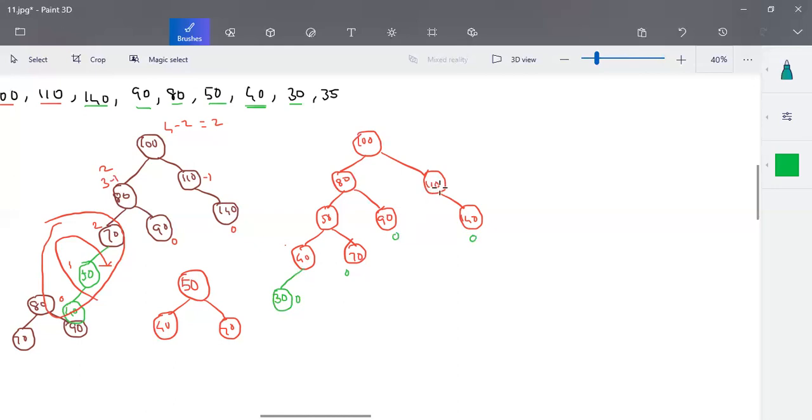And for 110, there is no left subtree, only one right subtree. 0 minus 1, the balance factor is -1. And for 40, the height of left subtree is 1 and there is no right subtree, so the balance factor is 1. And for 50, the height of left subtree is 2 and the height of right subtree is 1. So it is 2 minus 1, it is 1. And for 80, the height of left subtree is 1, 2, 3. Okay, so 3 is the height of left subtree and the right subtree height is 1.